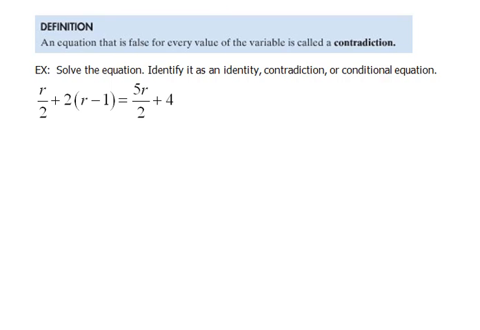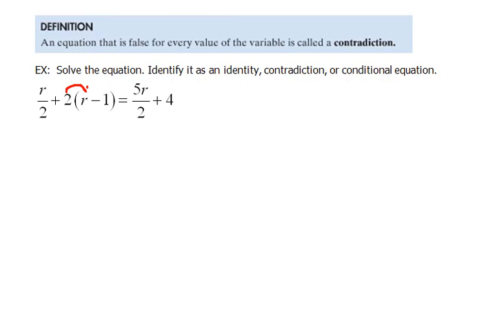All right, in this one, we're going to be talking about what it means for an equation to be a contradiction. So let's look at this equation. Let's go ahead and solve it, and then we'll talk about why it is what it is. So remember, the first thing that we do when we try to solve equations is always take care of any distribution that needs to be done.